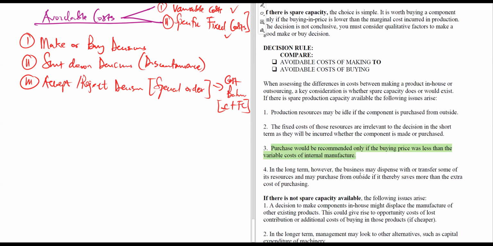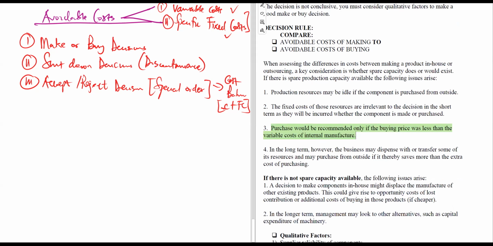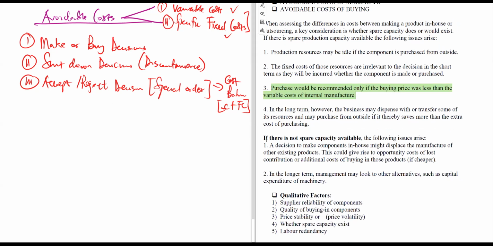Now, in the long term, however, the business may dispense with or transfer some of its resources and may purchase from outside if it thereby saves more than the extra cost of purchasing. But if there's no spare capacity, a decision to make the component in-house might displace the manufacture of other existing products. And this could give rise to opportunity cost of lost contribution or additional cost of buying in those products if it is cheaper. In the longer term, management may look at other alternatives such as capital expenditure of machinery and other things. Don't worry about that. We'll look at that.